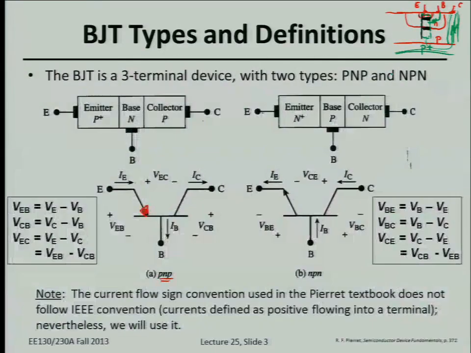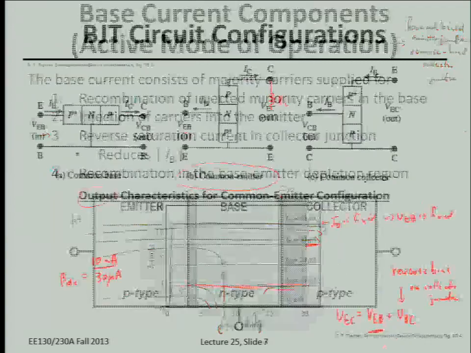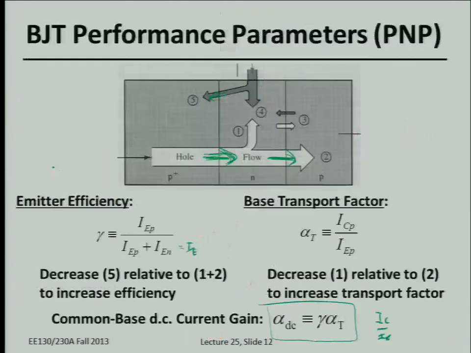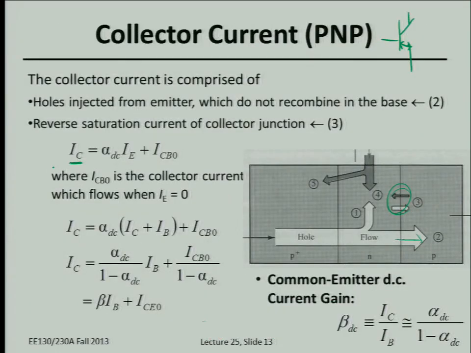Let's apply what you learned in EE40. Let's write a simple equation. IE equals, the way these currents are defined, IB plus IC. This is conservation of particles. So if we go back, IE equals IB plus IC, right? So that's where we just plug this in.